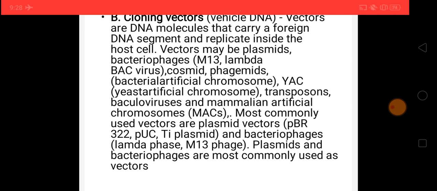The plasmid vectors include pBR322, a numerical plasmid discovered by Bolivar and Rodriguez. Another is pUC. These plasmids were discovered at the University of California. And next is the Ti plasmid, that is the tumor-inducing plasmid. They are isolated from Agrobacterium tumefaciens bacteria. All these are most commonly used in recombinant DNA technology.